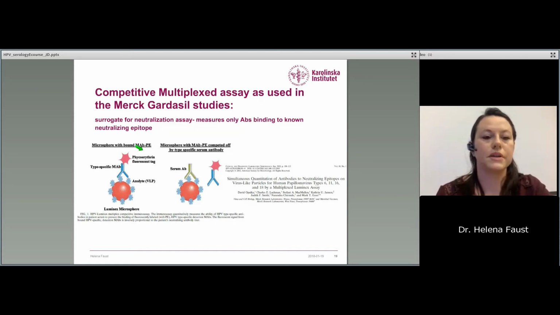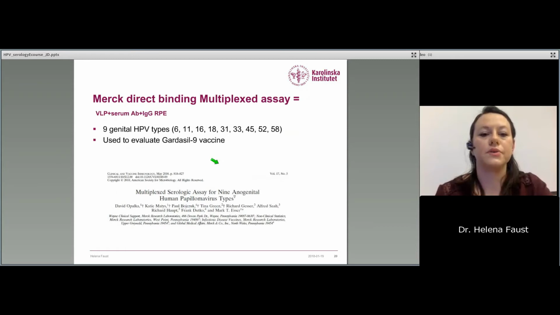Basically, how it works is that first there is a signal because a monoclonal antibody is bound here. If there were serum antibodies, then those serum antibodies compete off this signal, meaning that if antibodies were present, you lost the signal.